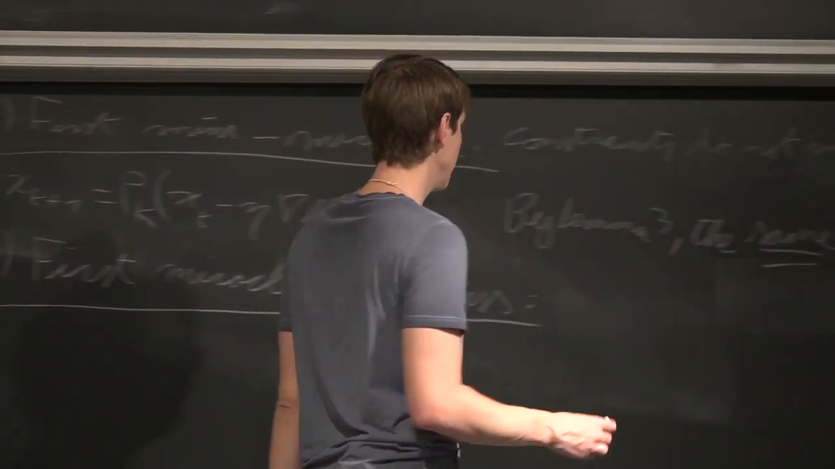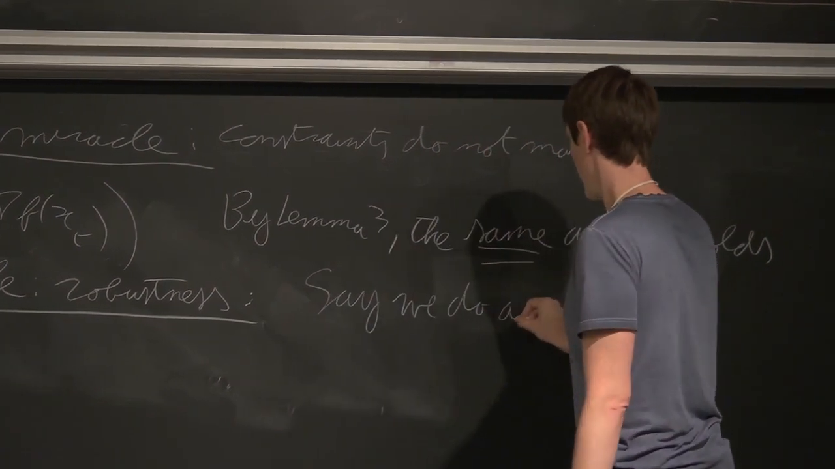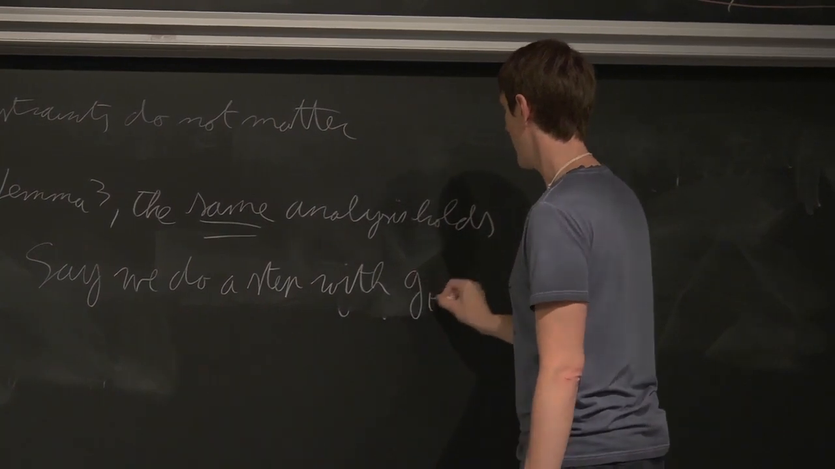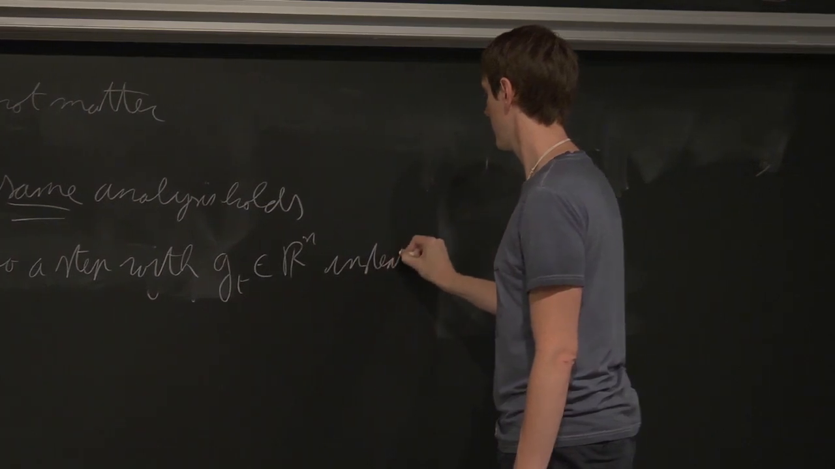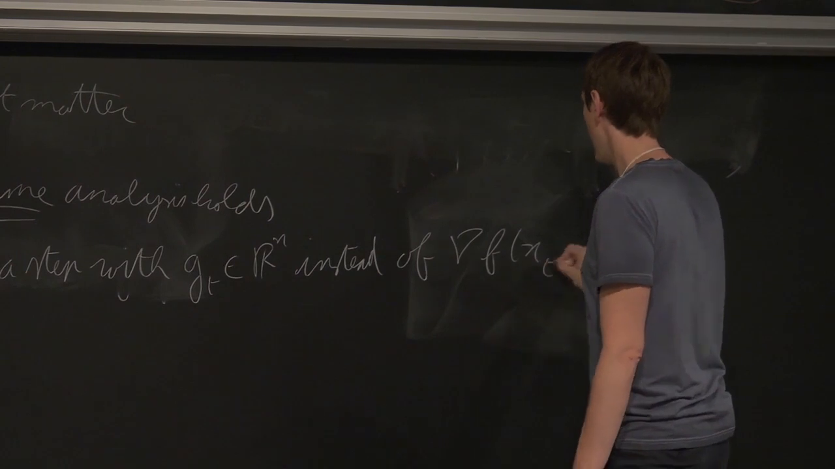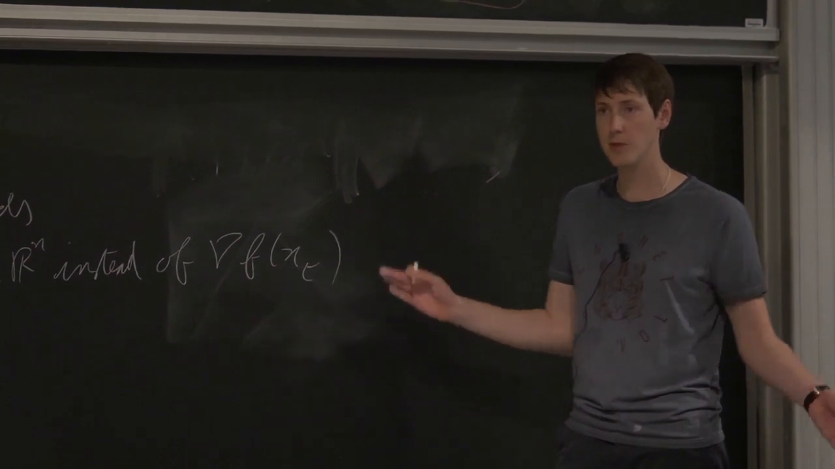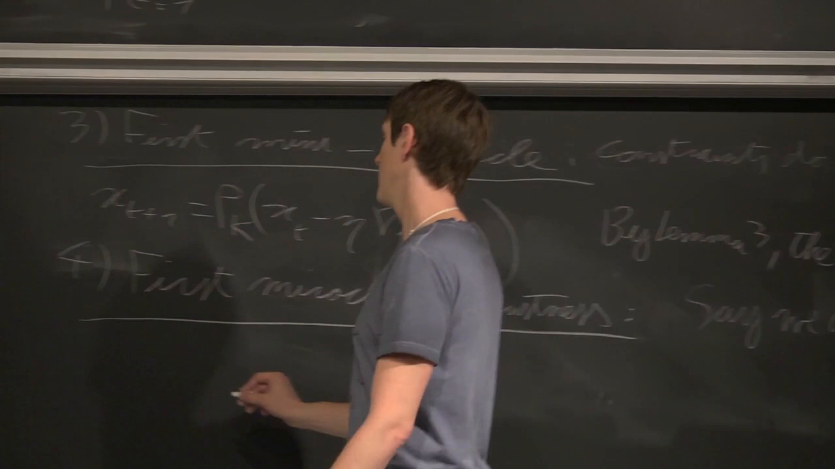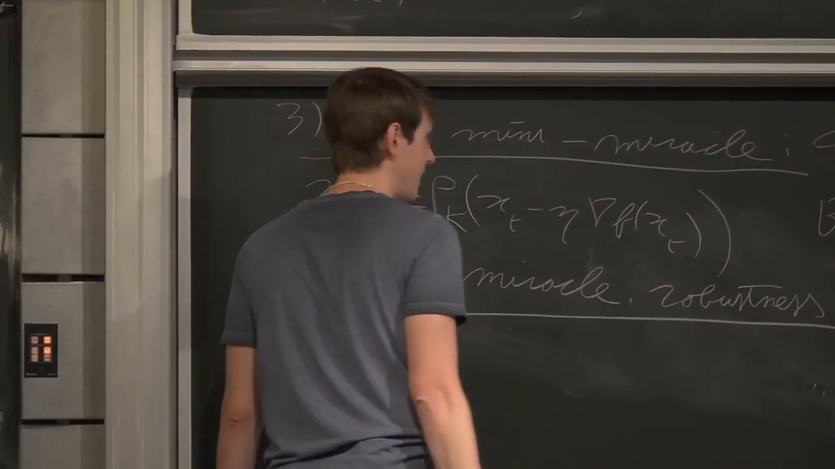So let's see that. Say we do a step with some vector g_t in R^n, instead of grad f of x_t. You step with some other vector, which is not the gradient of a convex function. It's some vector. Then what did we actually prove? If we exactly look at our analysis, we proved the following. In fact, we proved an equality.